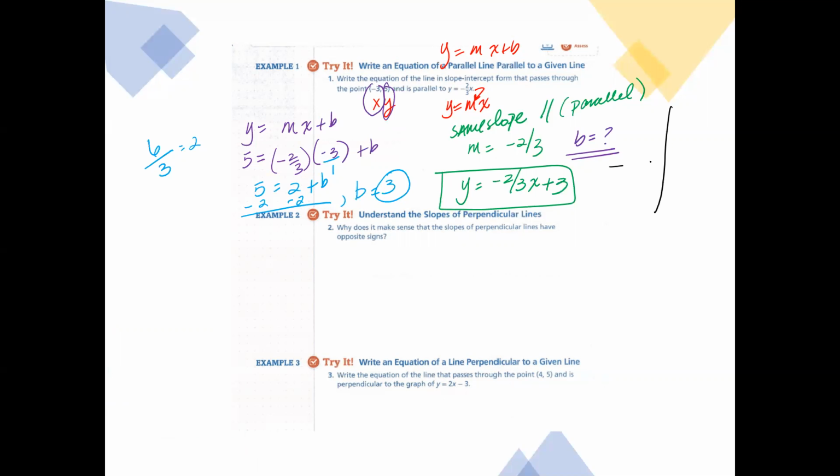Now, just to go a step further, if you're going to graph this, you start off at the 3 on the y-axis. So 1, 2, 3. That's my first point. Look at the slope: down 2 over 3. Down 1, 2, over 1, 2, 3. Down 2, over 3 again. And this is my line.